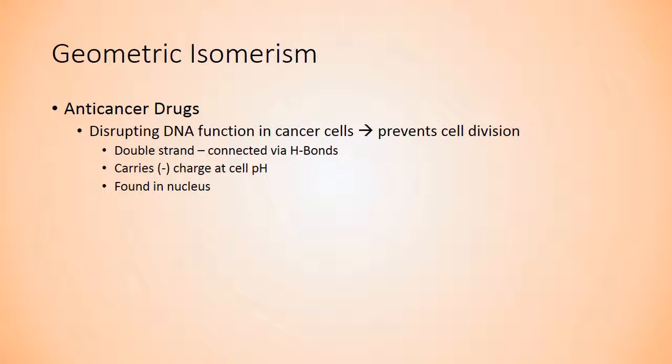So going back to the structure of DNA, the DNA strand is called the double helix, and it is connected on either side through hydrogen bonds. There are 2 or 3 depending on what the nitrogenous bases are. But overall, the DNA strand carries a negative charge at the pH of the cell, and we can find DNA within the nucleus. So this is all a review of what DNA is.